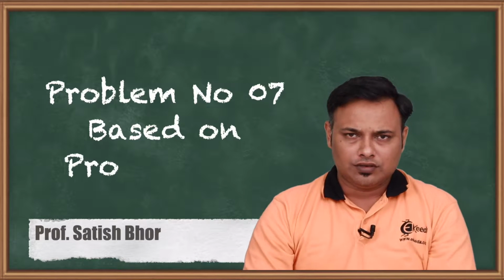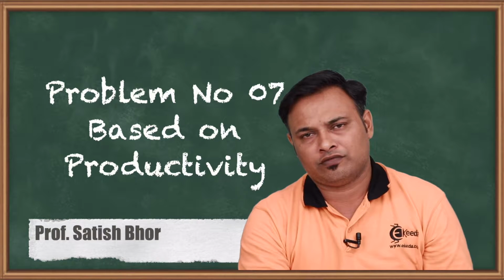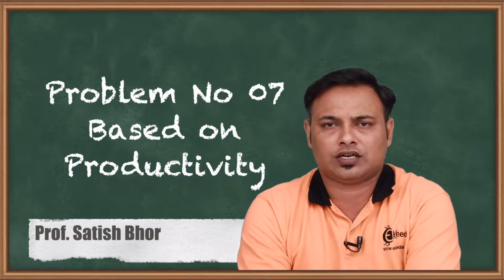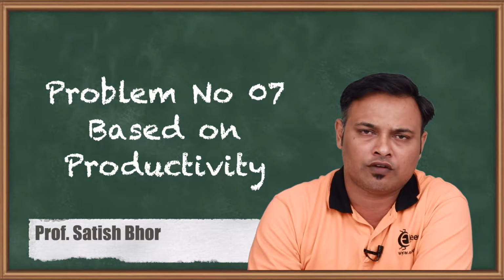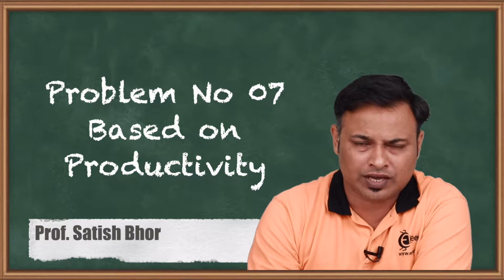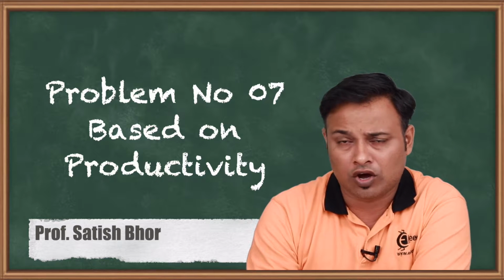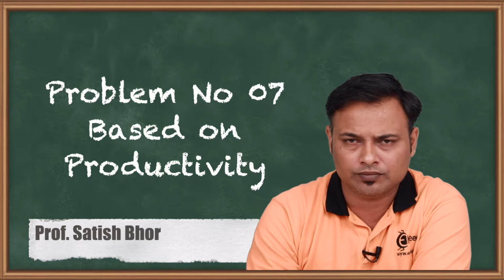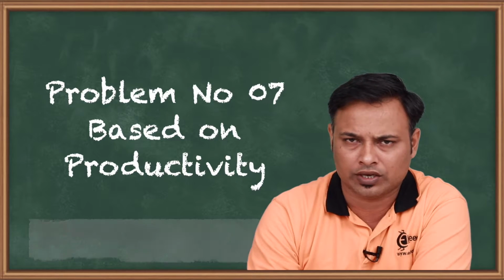Hello friends, now this is a problem where we need to find out the standard time for each unit of the production. So here we have something called the observed ratings given in the problem. So we need to understand and work it out accordingly.